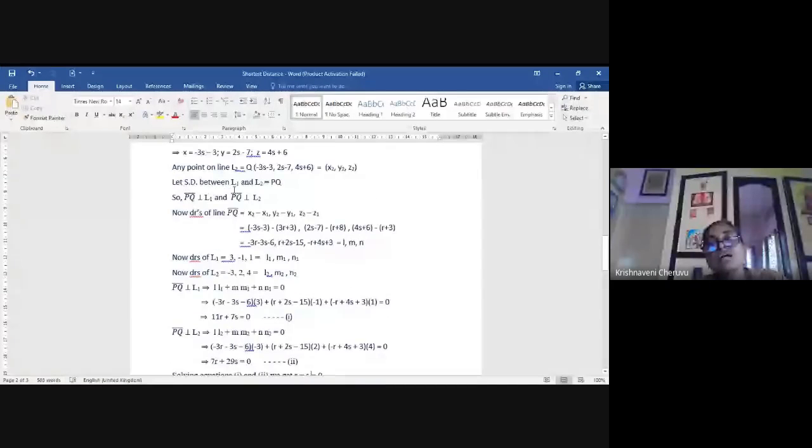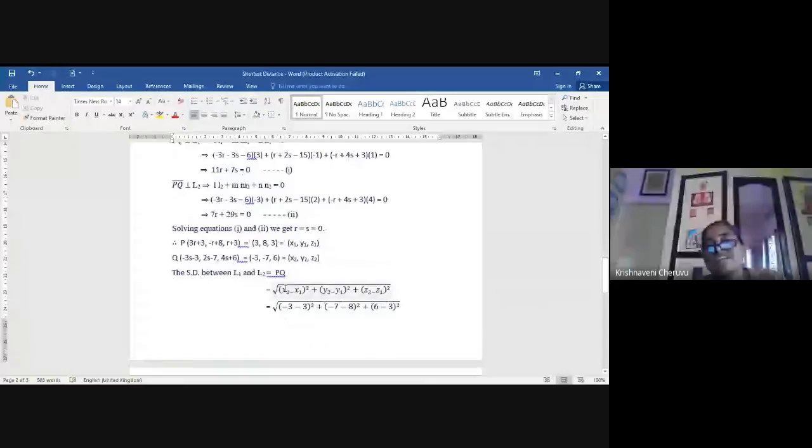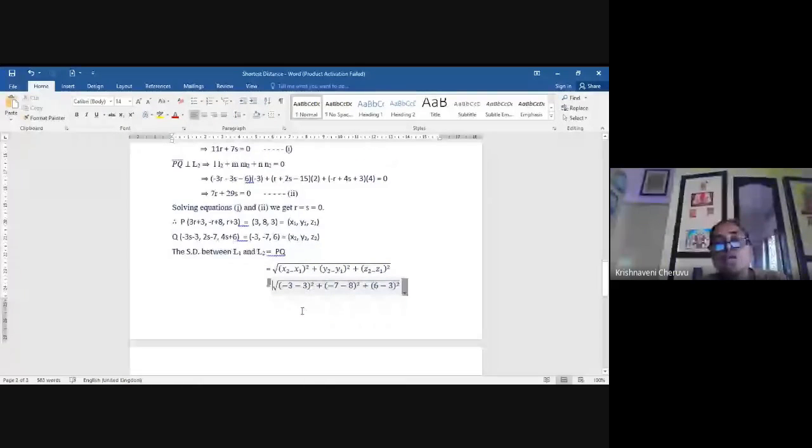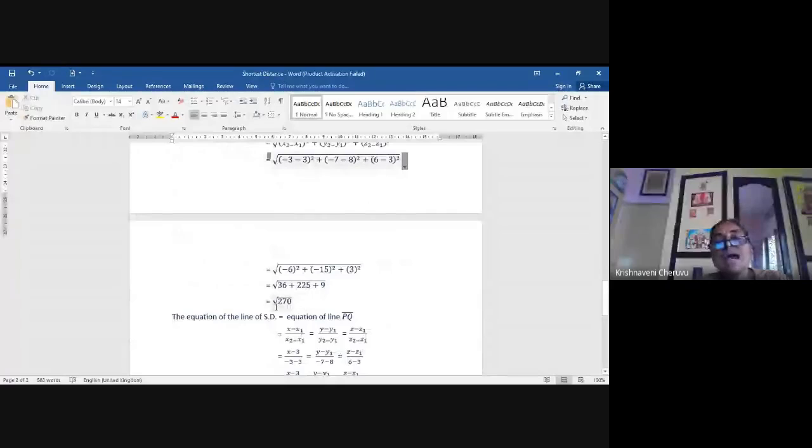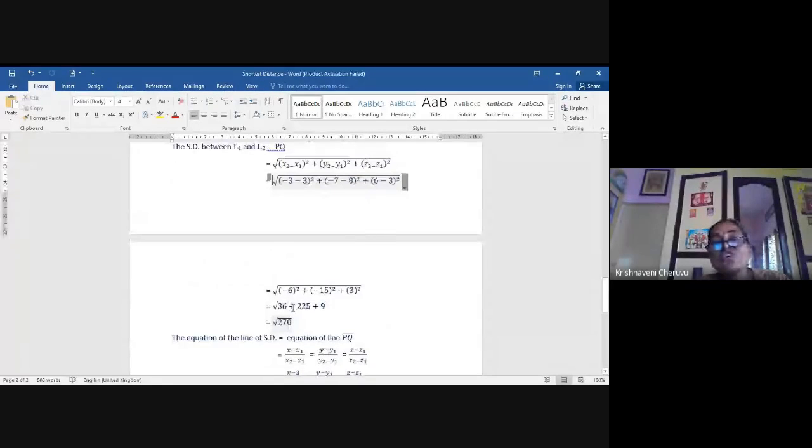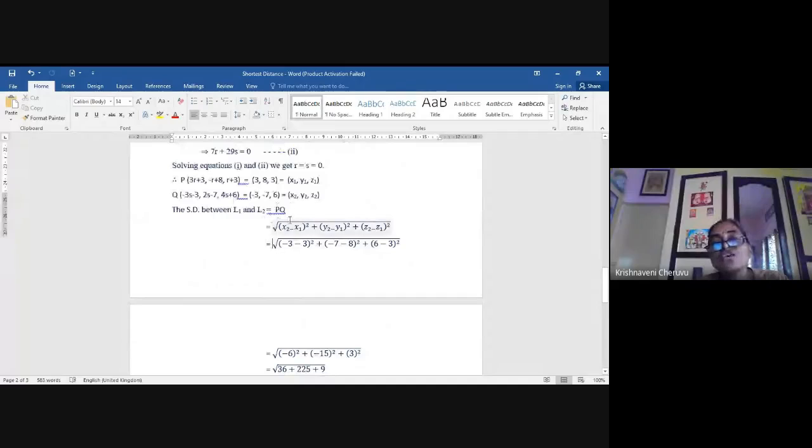So PQ means distance between 2 points, root of x2 minus x1 whole square plus y2 minus y1 whole square plus z2 minus z1 whole square. So P is x1 y1 z1, Q is x2 y2 z2. You substitute x1, x2, y1, y2, z1, z2 values and you will get root 270 as the shortest distance between the lines, which is PQ, distance between P and Q.